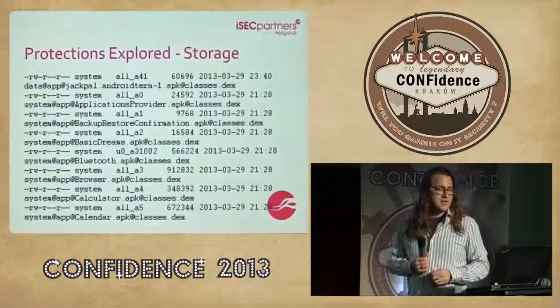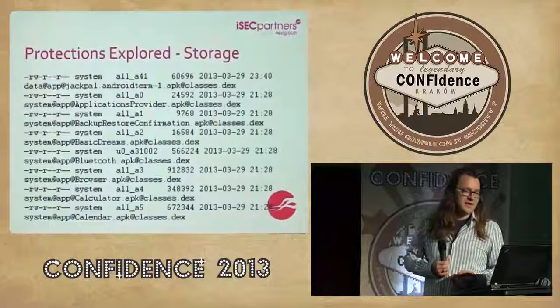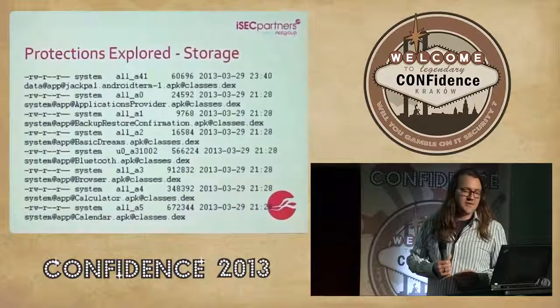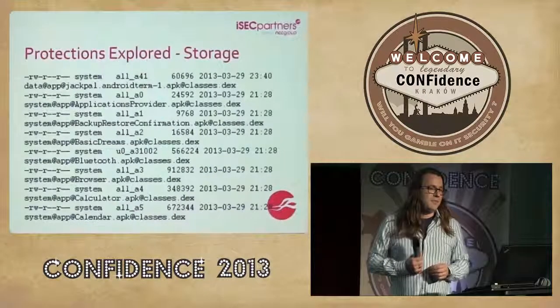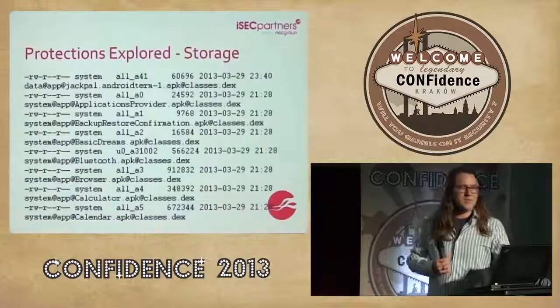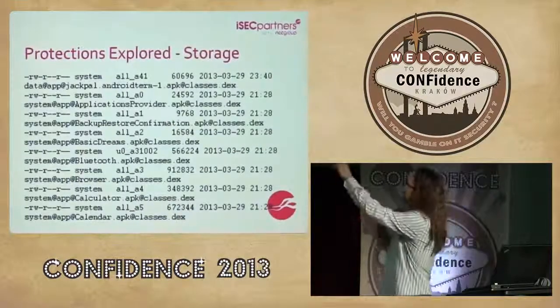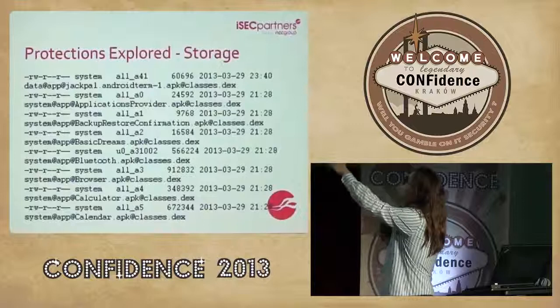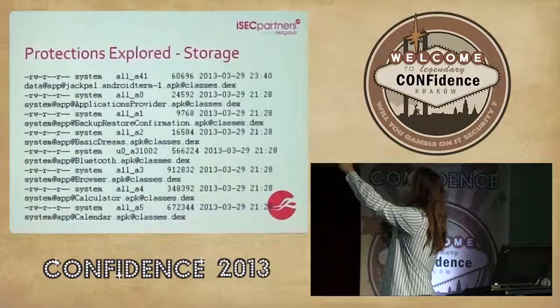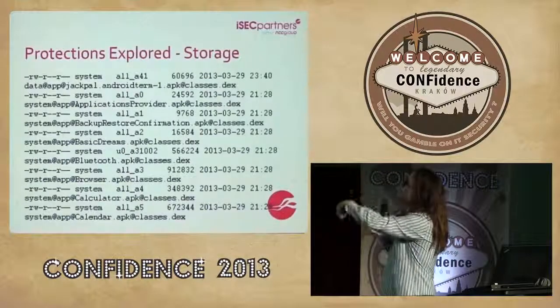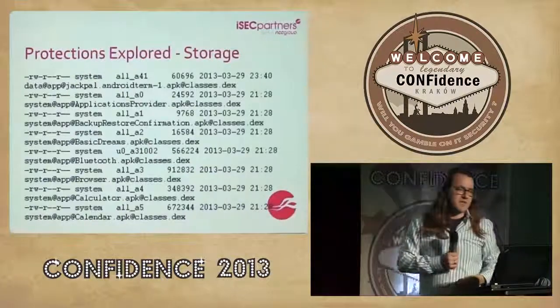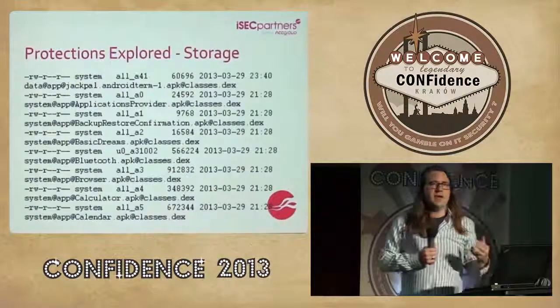So here's a spot in the data Dalvik cache directory that shows how that all group is used sometimes. You can see how these things are all in group all A41, A0, A1, A2. And this is the DEX, so the compiled versions of the actual application binaries. So these are readable by every app, right?